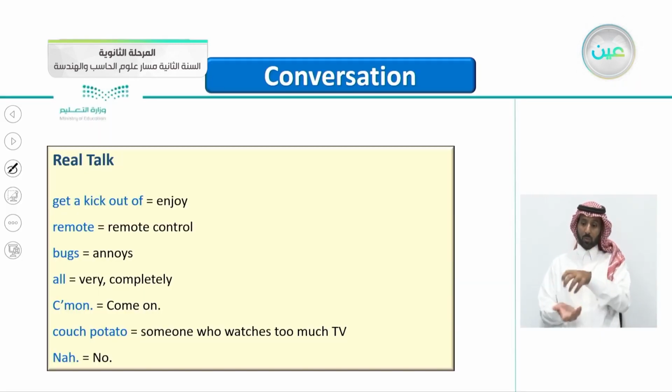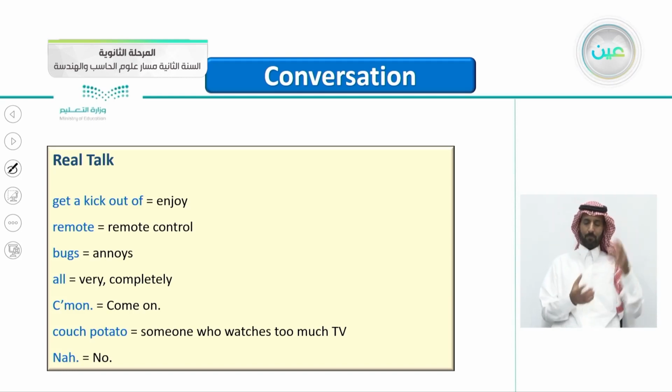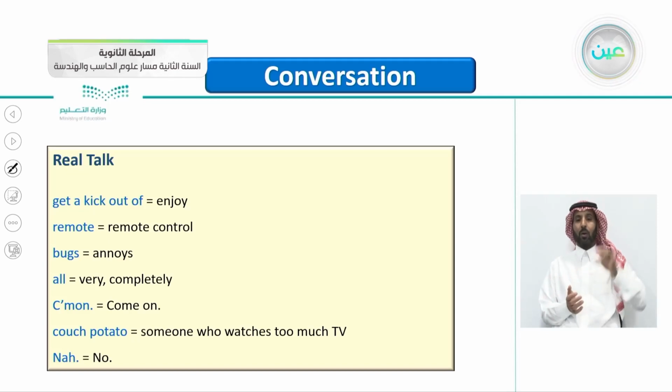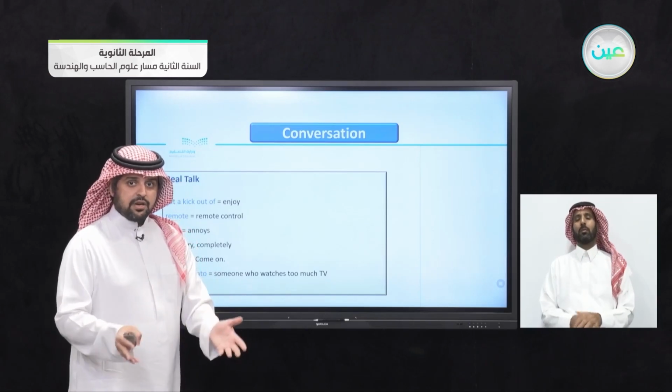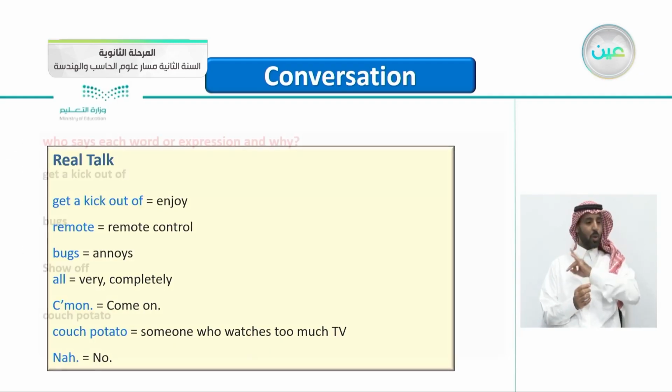Bugs means annoys. Come on is the short version of come on, so you can write it this way. Couch potato: when she says don't be a couch potato, it means someone who watches too much TV. It's like a potato sitting on a couch. When she says nah, it means no. But of course, this is informal, not formal.